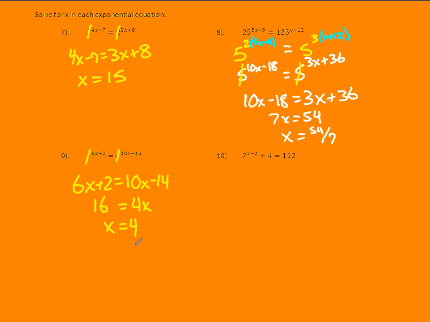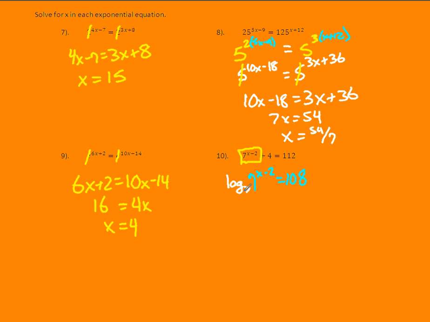In number 10, I need to first get the exponential alone. There's the exponential. To get it alone, I need to first subtract over this 4. So 7 to the x minus 2 equals 108. Now, the next question, kind of like we did in number 8: is there a number I can raise to a power to get 7, raise to another power to get 108? There is not such a number. So what I need to do is the inverse operation, which is a logarithm.